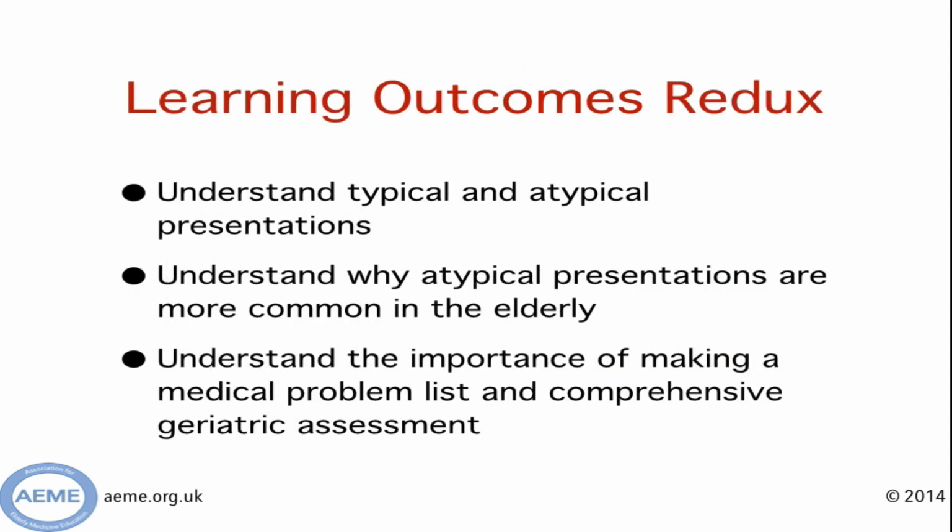The main learning points from this presentation are that illness often presents atypically in the elderly, and this is because of age-related physiological changes, loss of physiological reserve, the presence of comorbidities, and underreporting of symptoms. Because elderly people can present atypically, this requires a different approach, which includes compiling a problem list and also a comprehensive geriatric assessment.